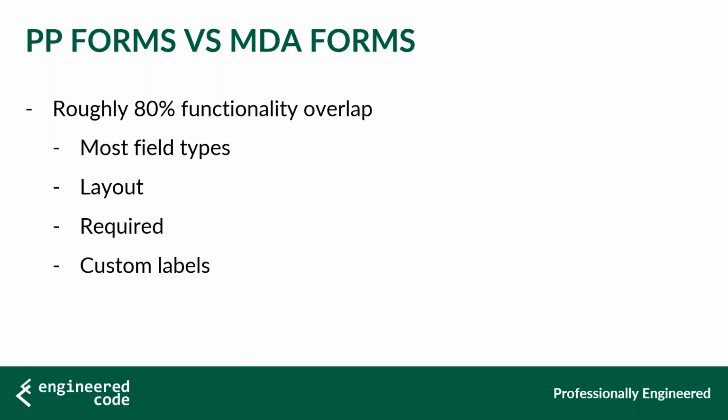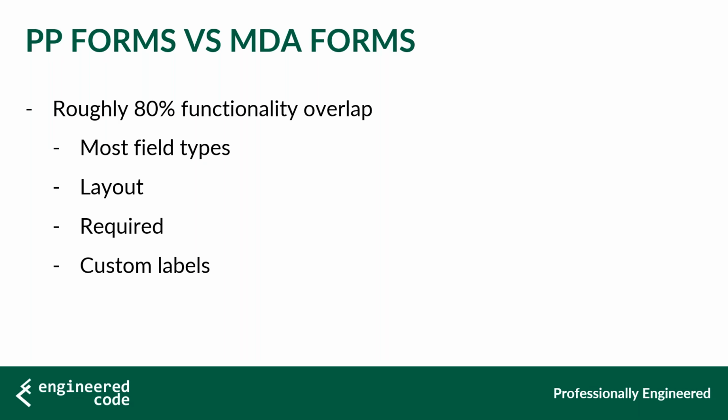For a while, multi-select wasn't supported. It is now. For a while, there were image and file column types that weren't supported. They are now. So for the most part, you put out a form, you do the layout, and Power Pages is going to match the layout and the field types that you have on your model-driven app form.